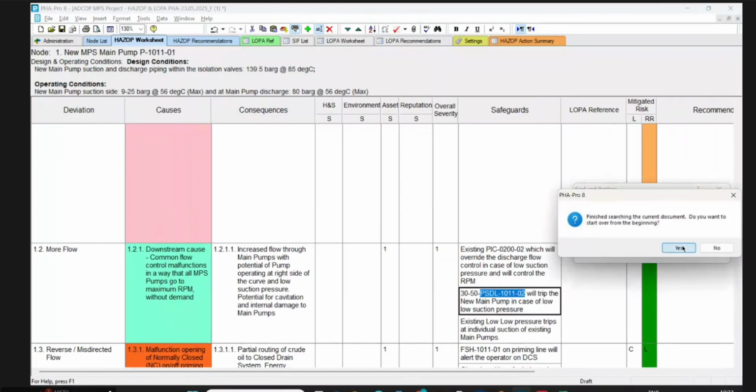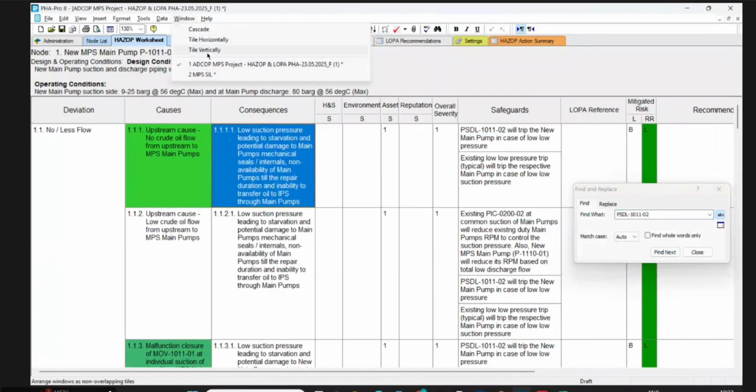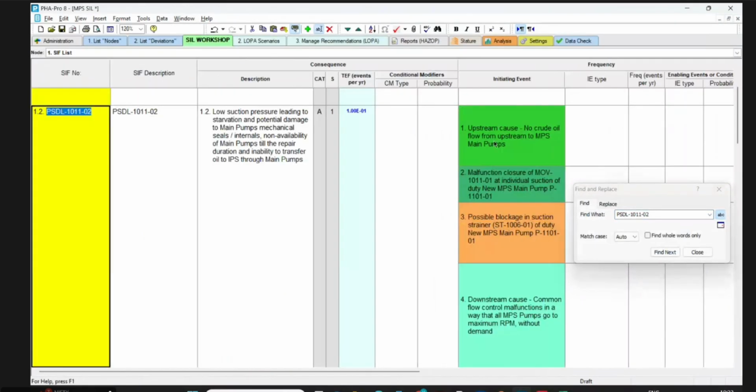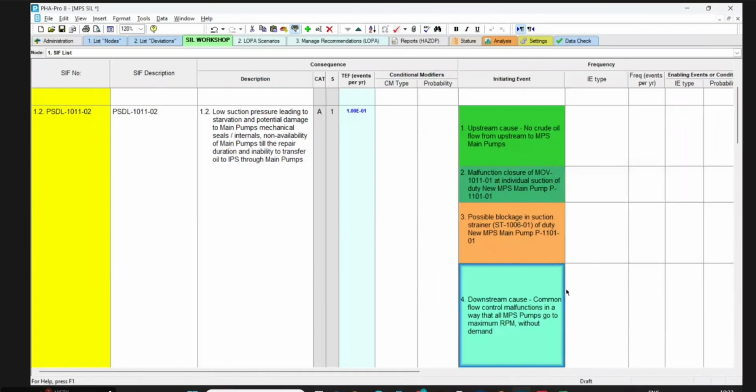Okay. So guys, there were three causes. Let me come back here. If you see here: upstream, malfunction MOV, possible blockage. Downstream, Roman, I don't agree, right? Yes, correct. So I will remove it. I will put it in the remark section.